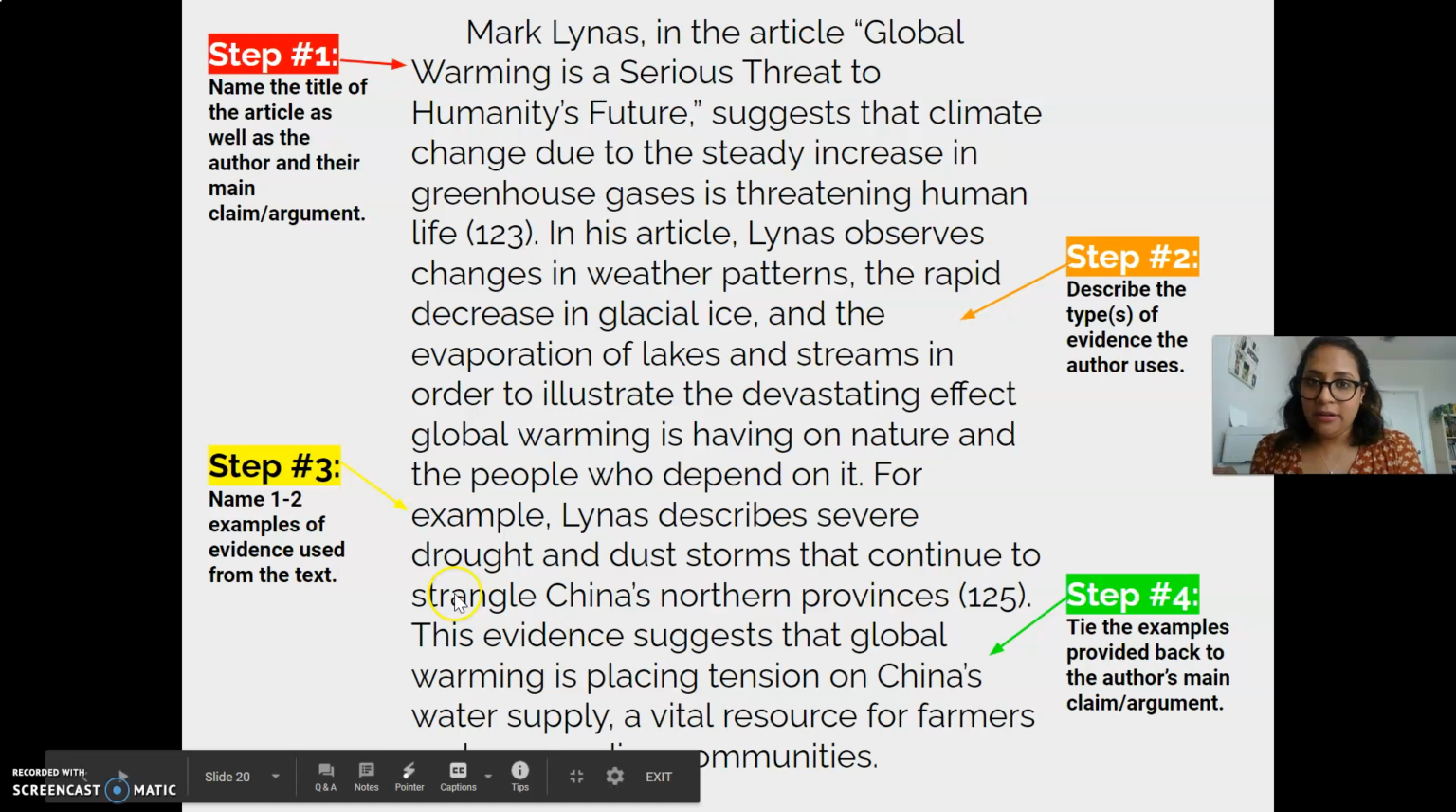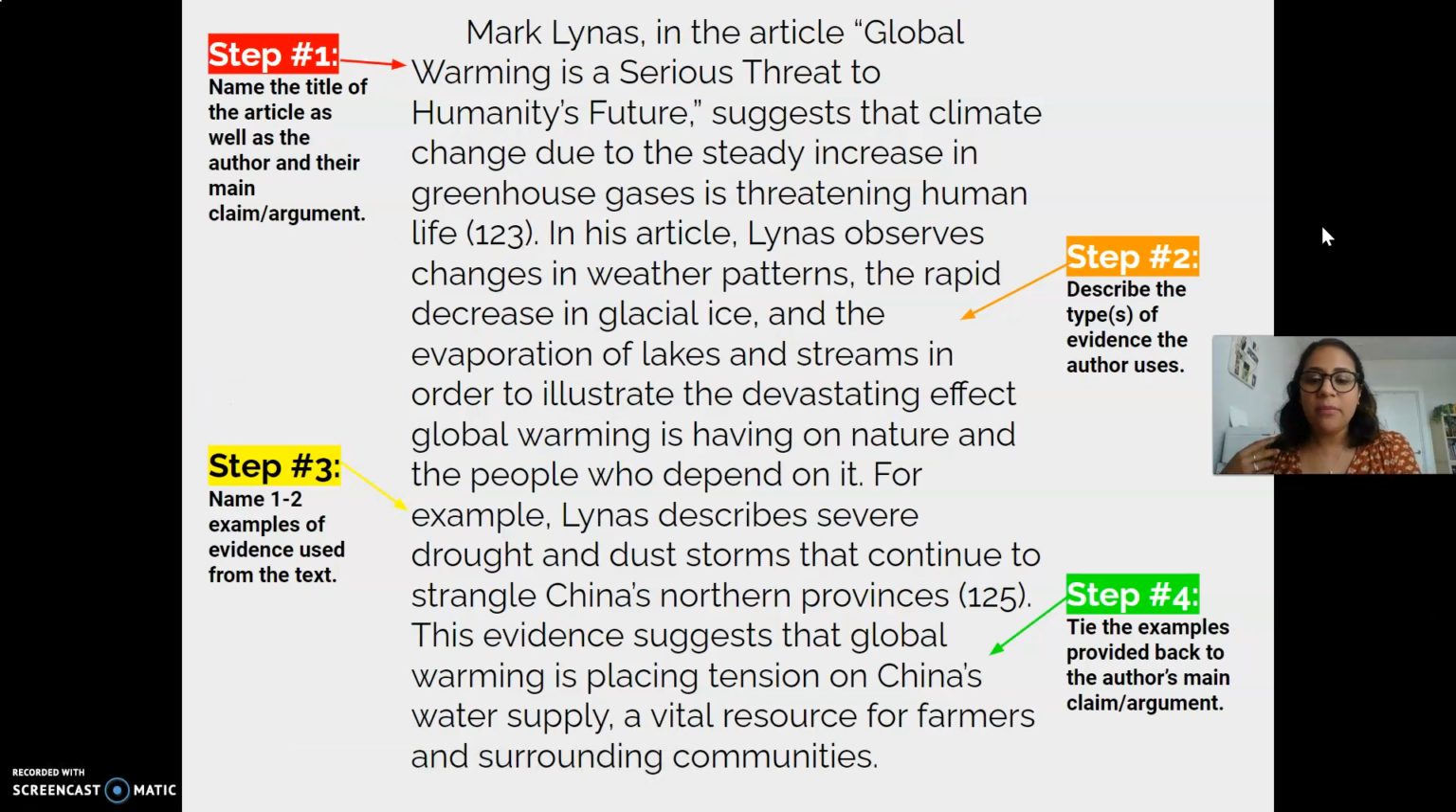So here the writer writes, this evidence suggests that global warming is placing tension on China's water supply, a vital resource for farmers and surrounding communities. Okay, so the writer, again, is tying back to the author of the article's main argument of how devastating climate change is. Okay, and they're showing how the evidence relating to China's northern provinces experiencing severe drought and dust storms is dangerous for the people living in that community because it is threatening the water supply.